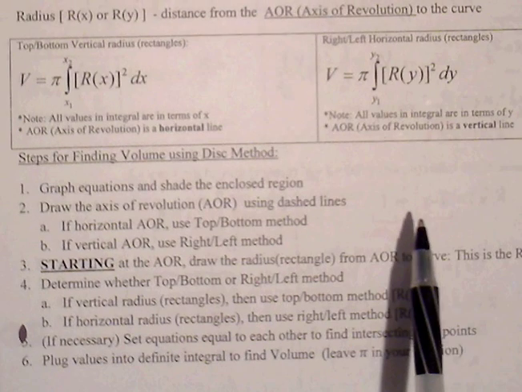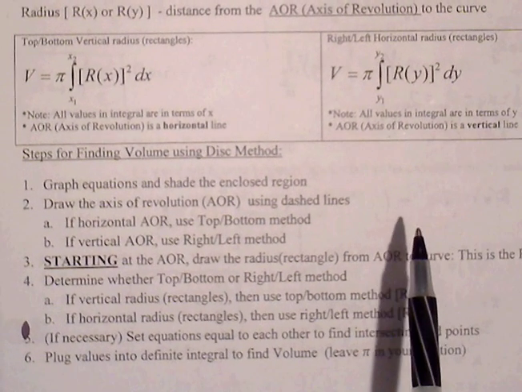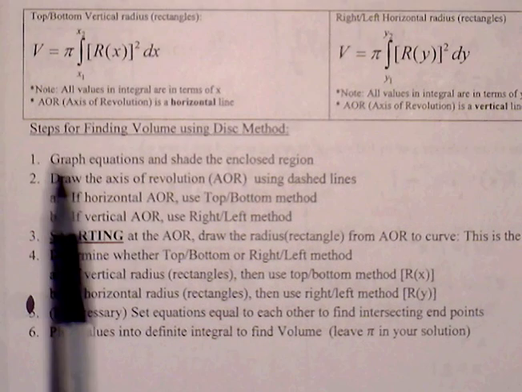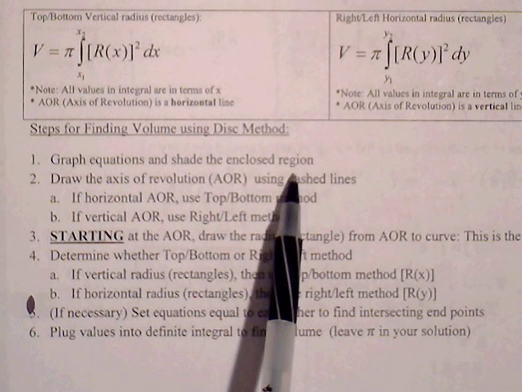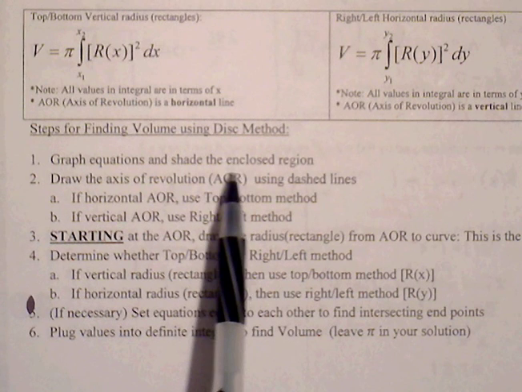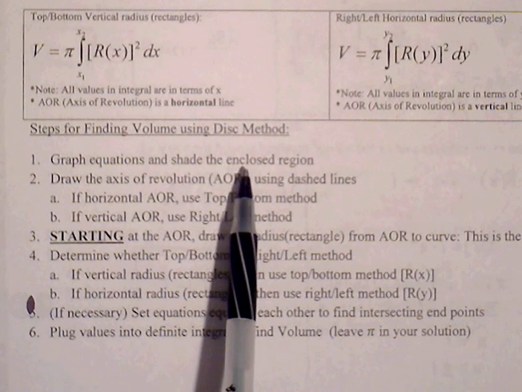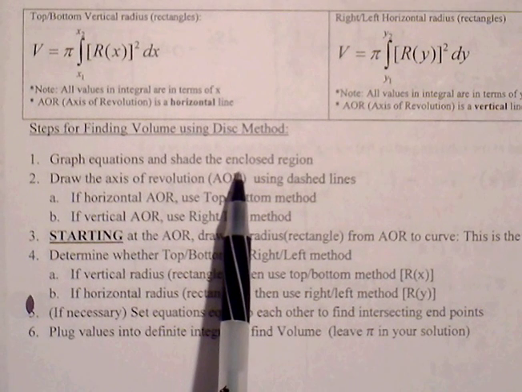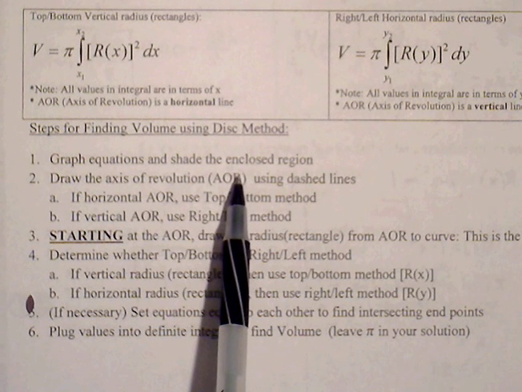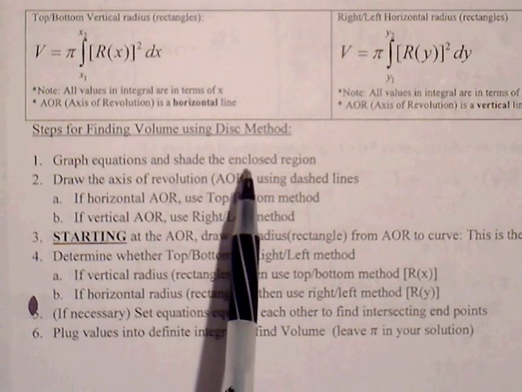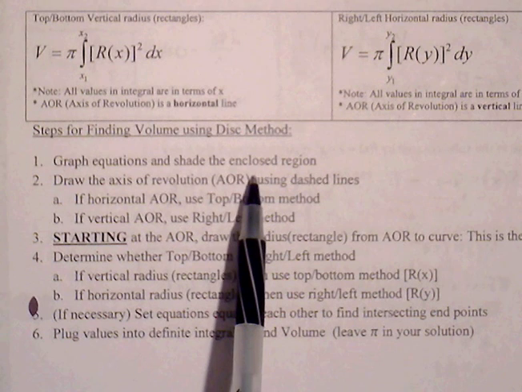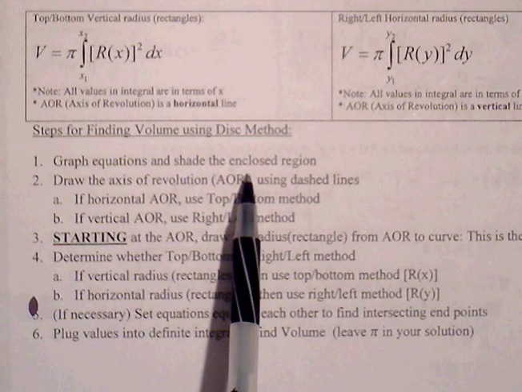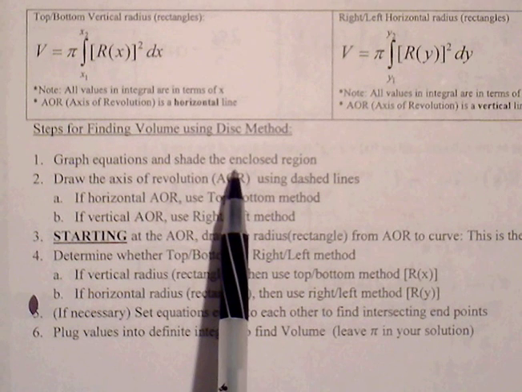So here are the steps that we're going to take on the back page when finding volume using this method. First, we graph our equation and shade the enclosed region. Something we have to be careful about is that sometimes you're given a lot of different equations and lines. Each of the lines and graphs provided in the problem has to contribute as a boundary for your shaded region. If your shaded region does not include one of the lines or curves given to you, then you have to go back and think about where that shaded region is.